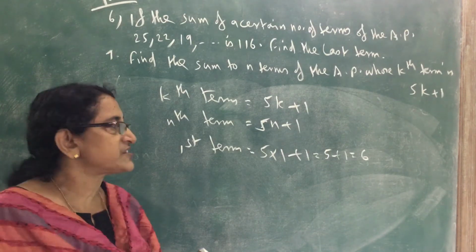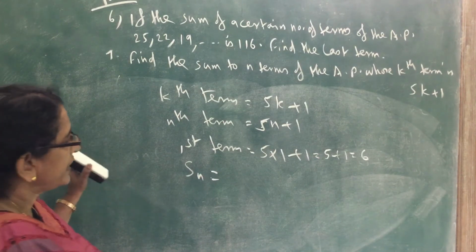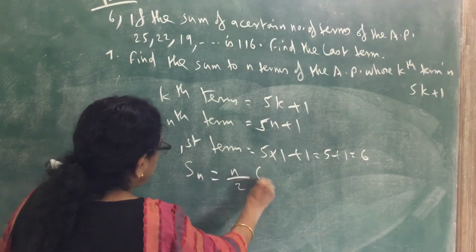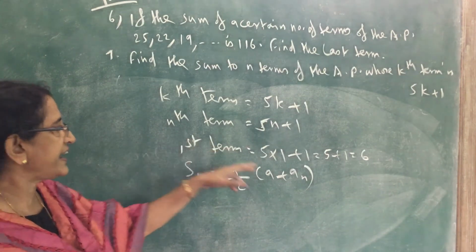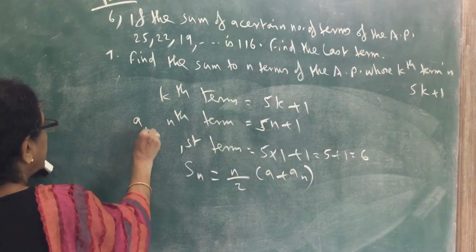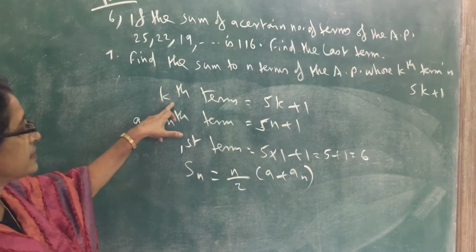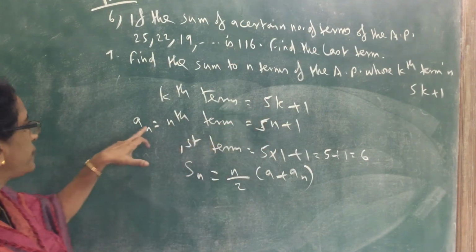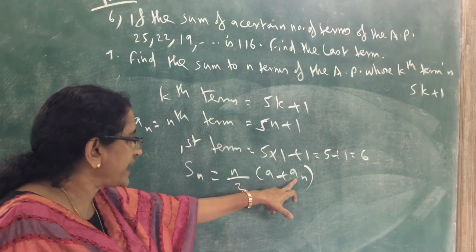So we can apply this formula, Sn. What is the formula? Sn equal to n by 2 into a plus an. We can use this formula also, because we know an. What is an? The nth term is an. So an, that is the nth term, is 5n plus 1. That is given. Kth term 5k plus 1. Therefore the nth term is 5n plus 1. So an is given. So we can substitute an here.